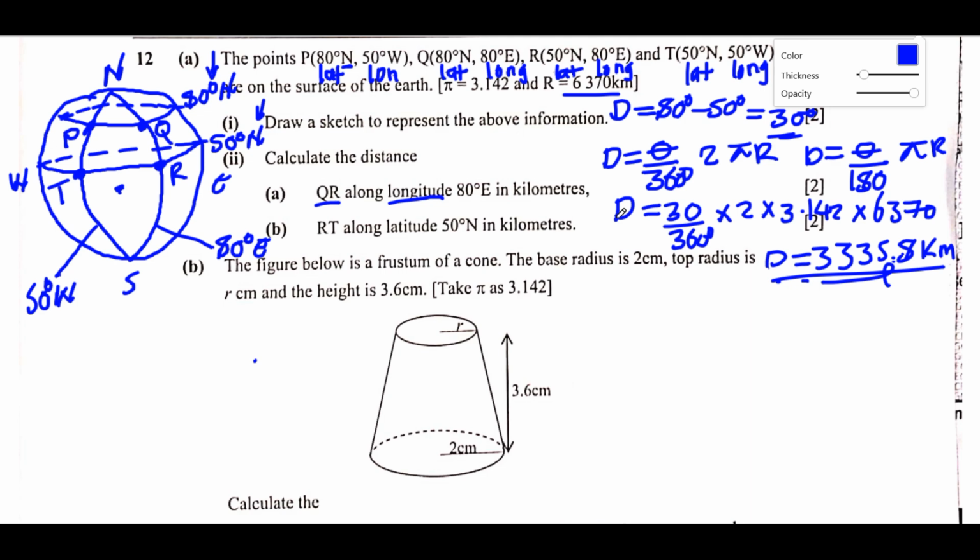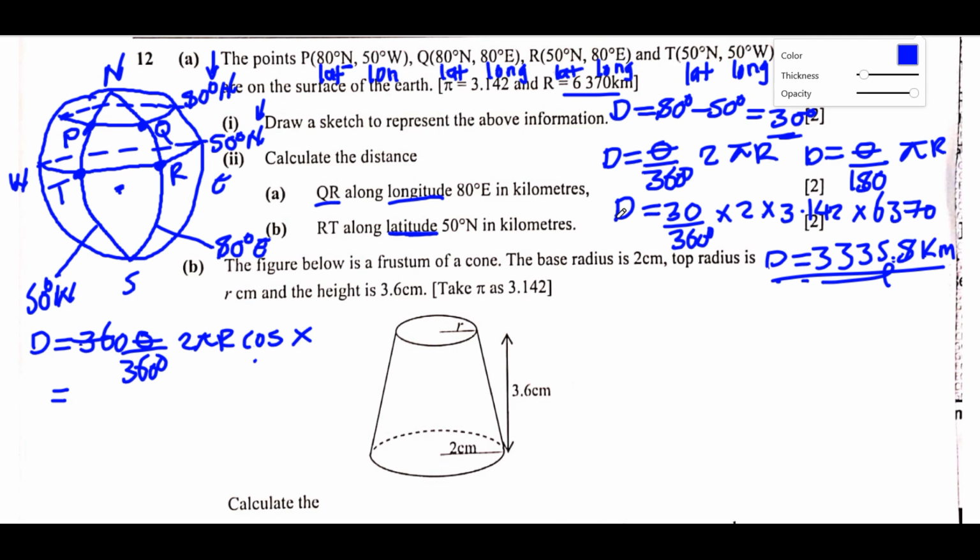So let's move on to RT. So RT is along latitude. So what do you do? Whenever you're dealing with latitude, you need to add a cos x. So the formula is like this: distance is equal to theta over 360 times 2 pi r, times cos x. So x denotes the latitude where the two locations are.